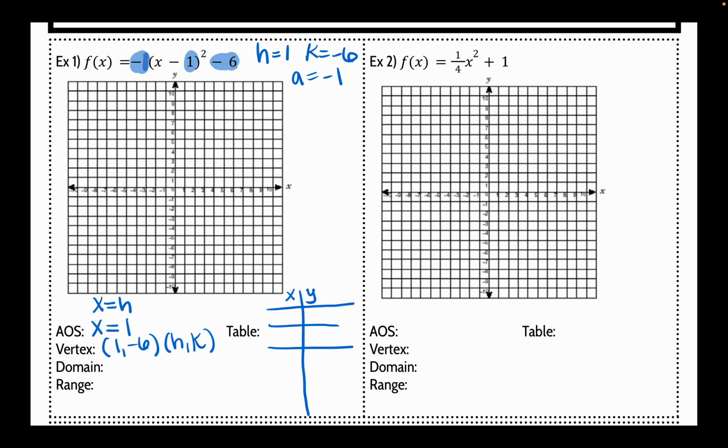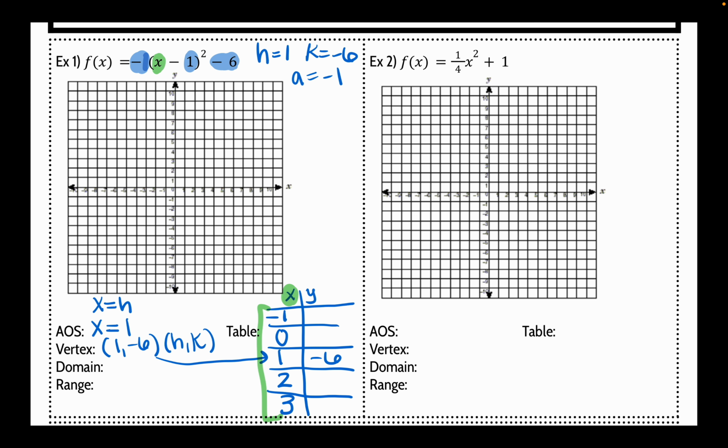Our table, well, we have to make our own table, so make a table. Your table needs to have 5 values. You're going to put your vertex in the middle, so 1, negative 6 goes in the middle. Now when you write your numbers on either side, you're going to pick numbers on either side of 1. So we have 1, 2, 3, and if we go the other way, we have 0, negative 1. Now, right here where x is, that is where you're going to put these values in your equation.